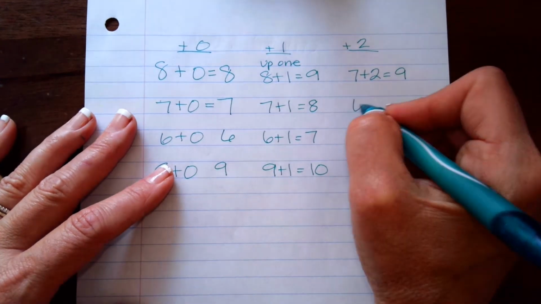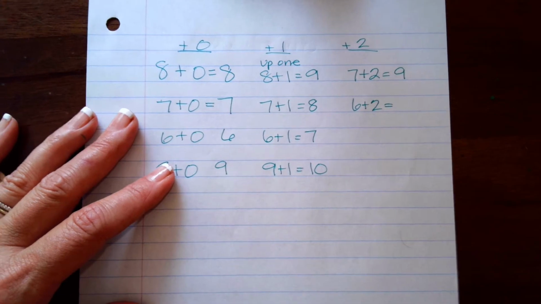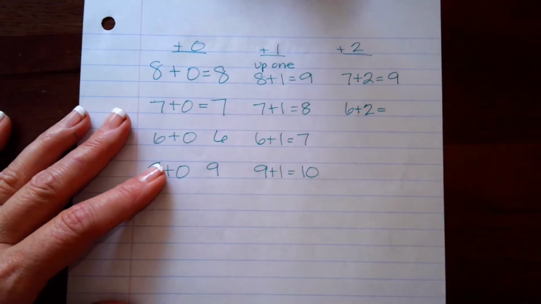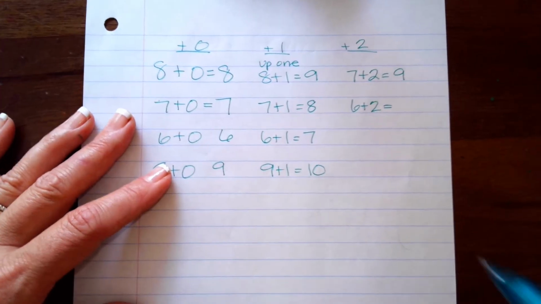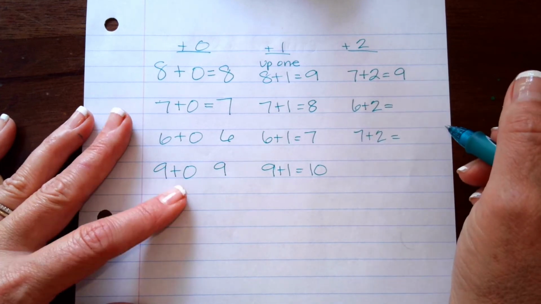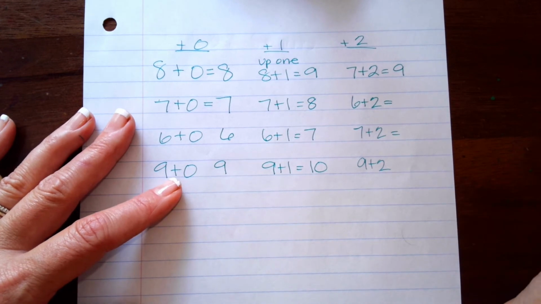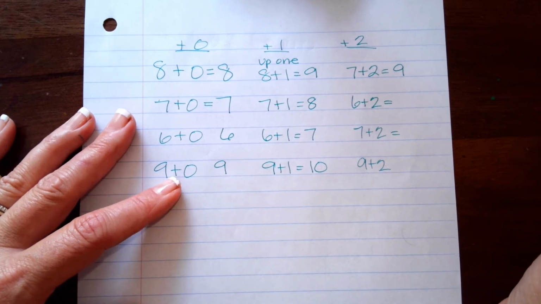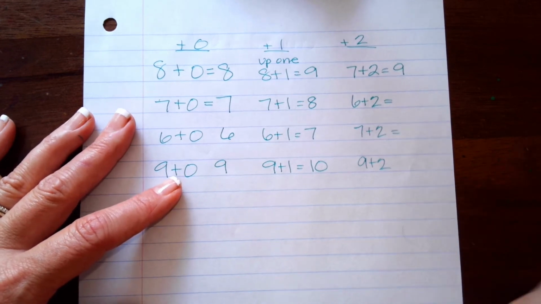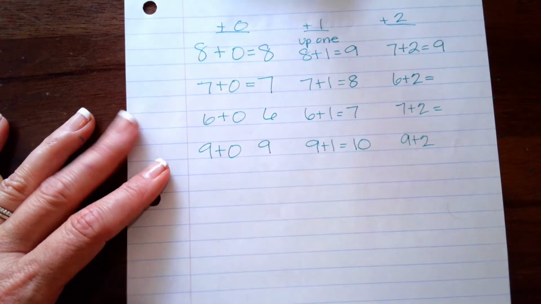So if I'm at 6 and I go up 2, I'm going to go up 7, 8. Next one is 7 plus 2. I'm going to go up to 8, 9. 9 plus 2, what comes after 9? 10. What comes after 10? 11. So that's my plus 0, plus 1, plus 2 strategy.